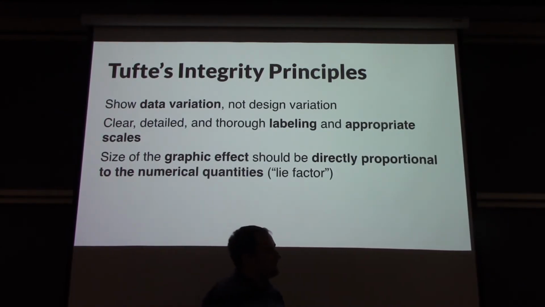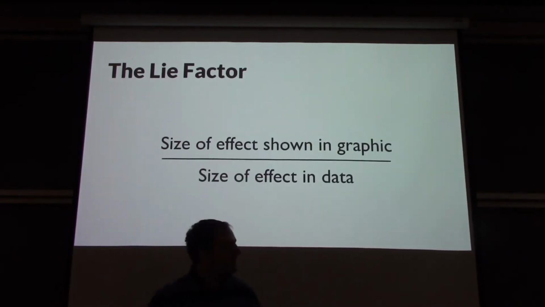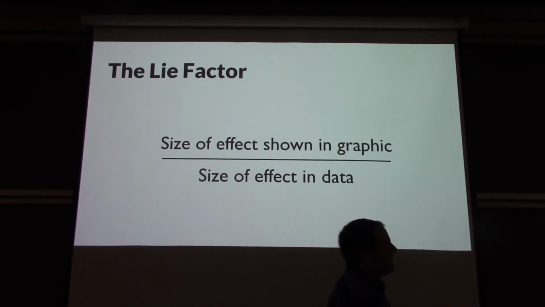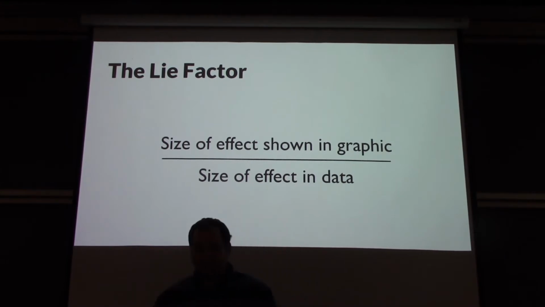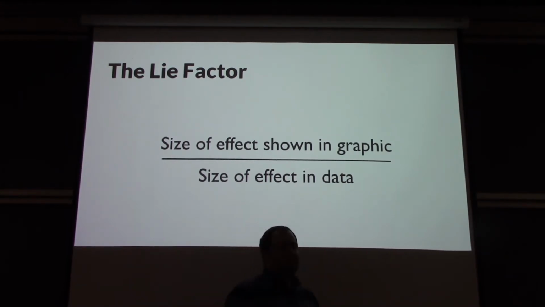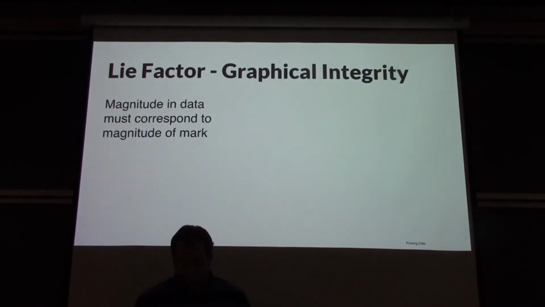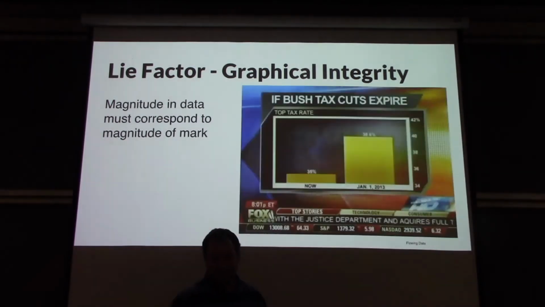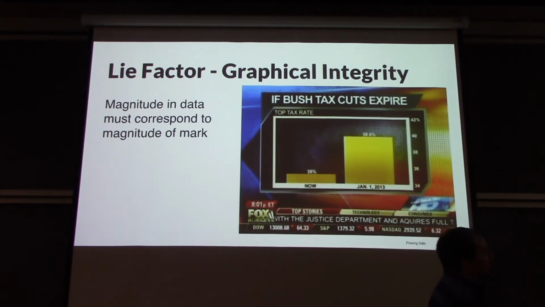And then he introduces the lie factor, which discusses the relationship of the graphic effect to the numerical quantities. He says that these should be directly proportional. If we express it as a formula, it's the size of the effect shown in the graphic divided by the size of the effect in the data. If you're not lying, this should be exactly 1. But if it comes out to not 1, then you're lying with your chart. Let me give you an example. Magnitude in the data must correspond to the magnitude of the mark. Here we have a chart from Fox News. This was about the time when the Bush tax cuts were to expire in 2013.